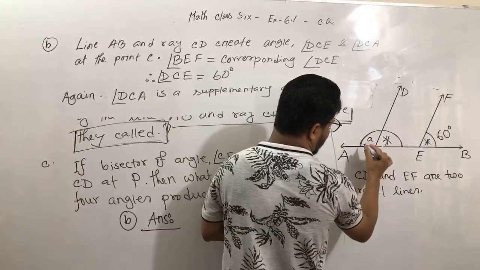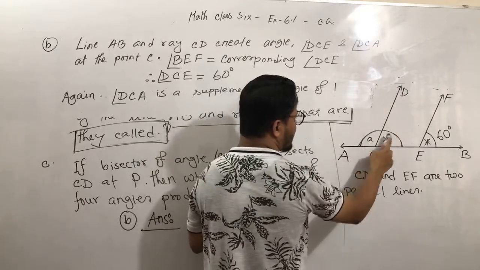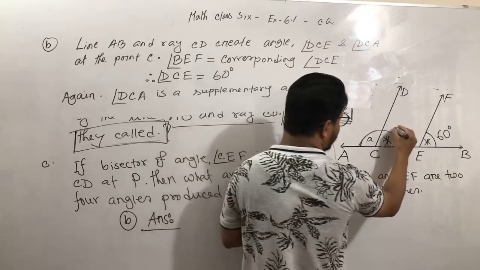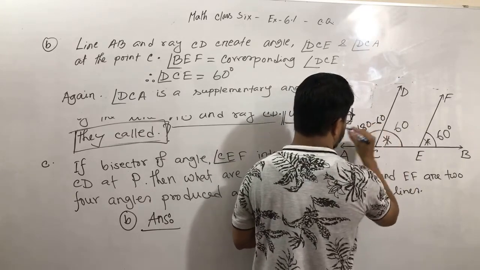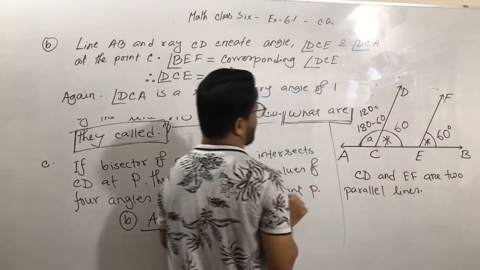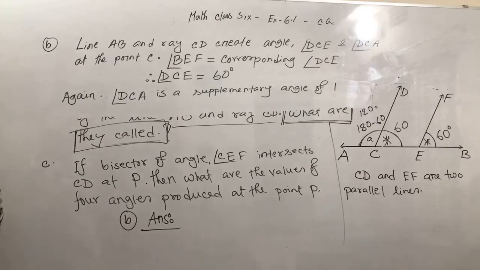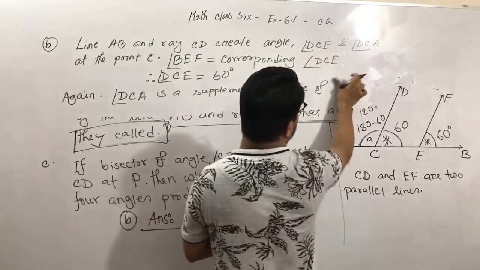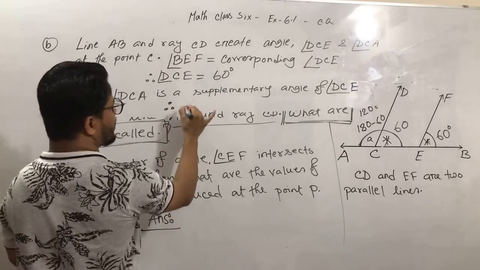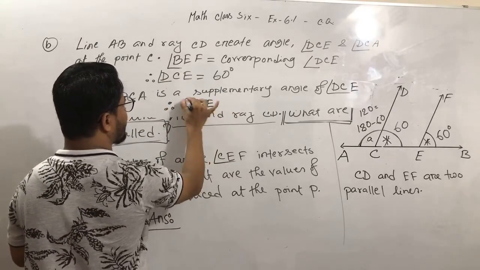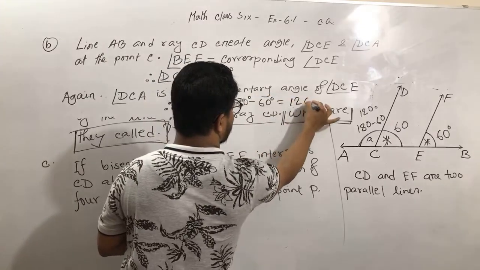This one angle is complete. Now just give attention, angle CAD is the supplementary angle of this angle. If this one is 60 degrees, this one will be 180 minus 60, that is 120. So now we will write this angle ACD or DCA. Now you can write DCA is a supplementary angle of DCE. So from the definition of supplementary angle, we can write 180 minus 60 degrees, that is 120 degrees.